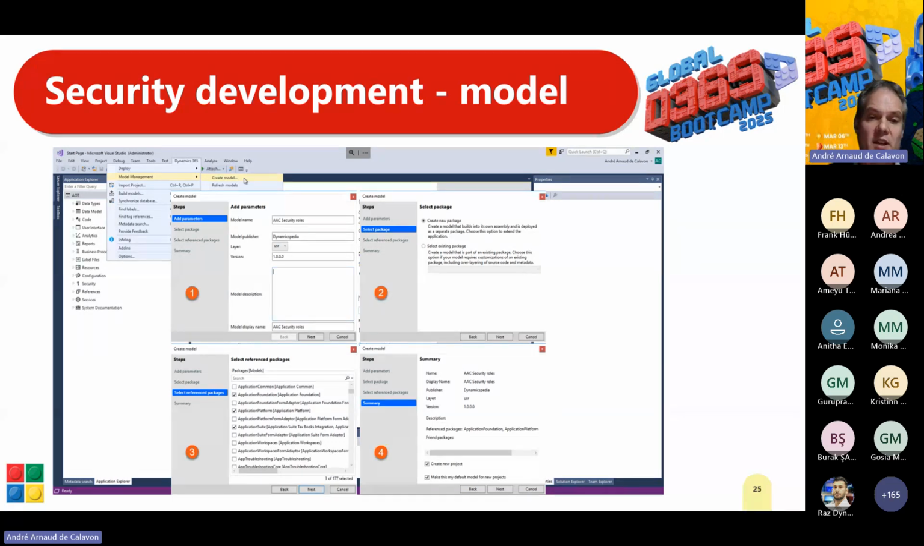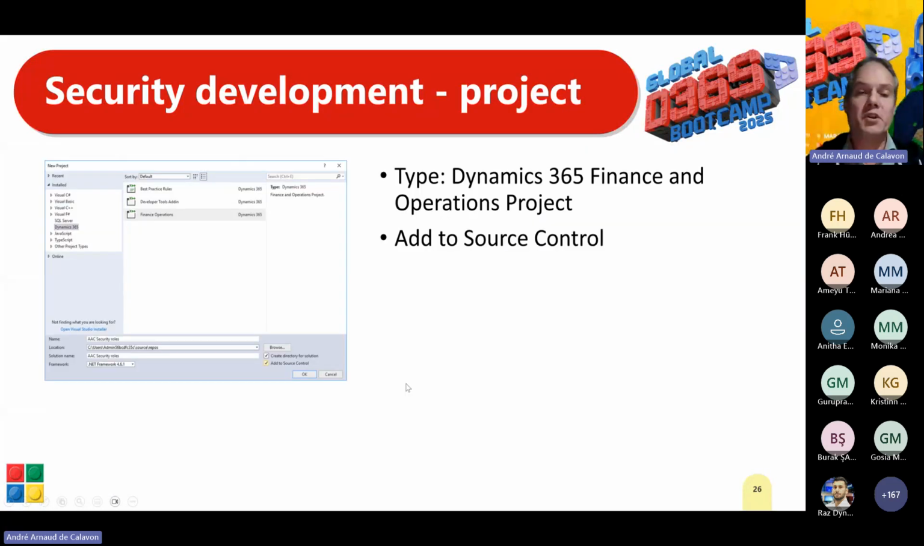extension-based package. Then in the referenced packages, you can check which areas of the application should be included to be able to reference particular menu items or existing duties and privileges already. And then on the summary page, you can review and create a new model. After you have created a new model, you also need to have a project. So you can create a new project in the application.